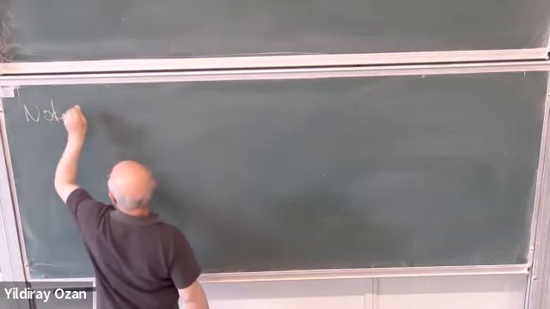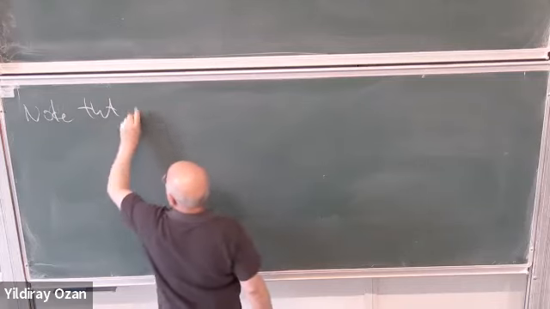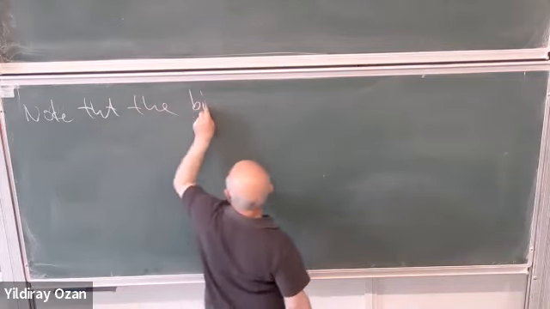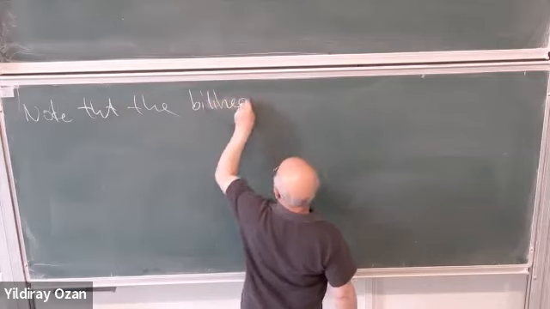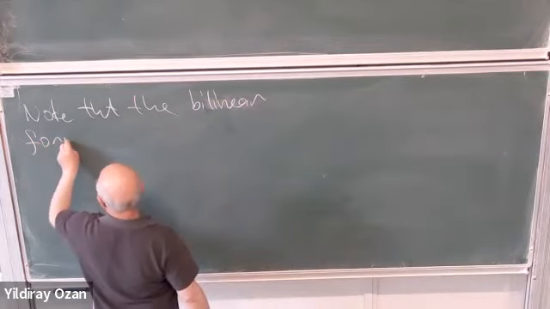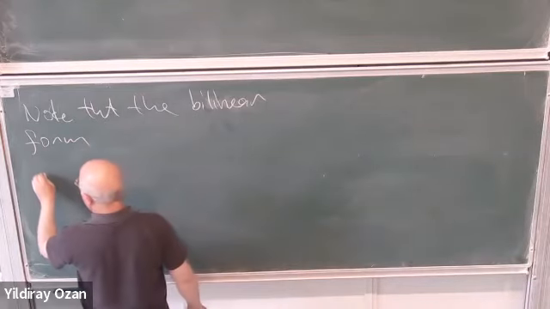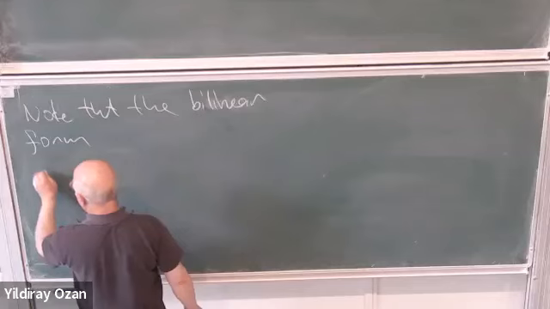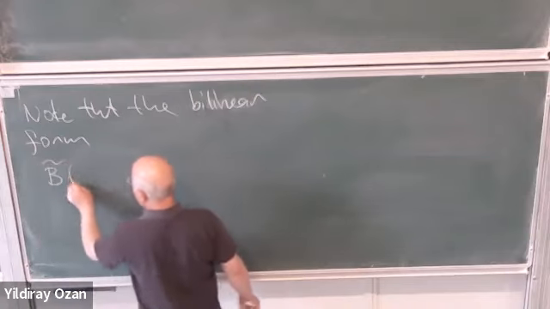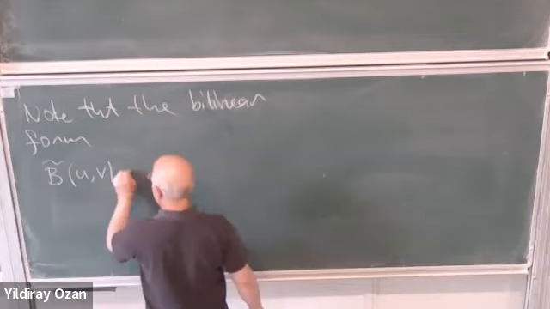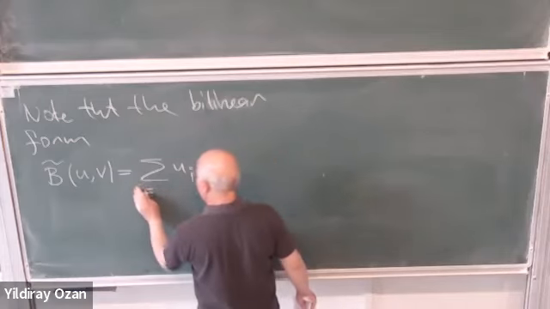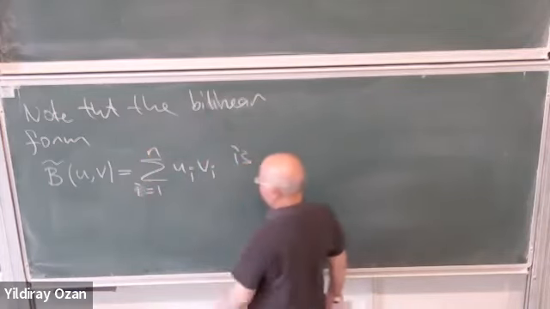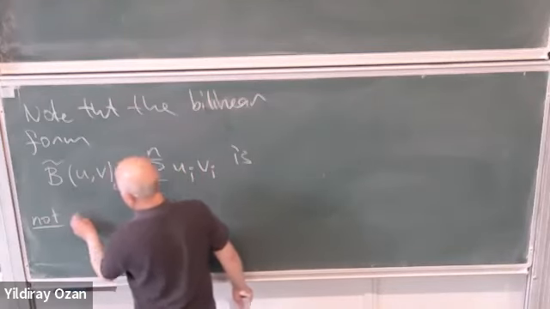Note that the bilinear form, or let's say this one, şöyle tarif edeyim, tilde değil, just the sum of U_i V_i, i from 1 to n, is not positive definite.